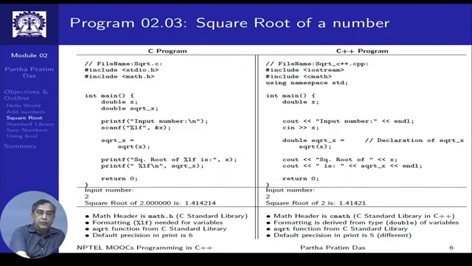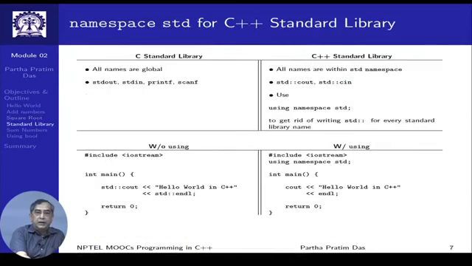So, with this we will move on and take a look into the C++ standard library, just summarizing what I have already specified, that in a C standard library all names are global, that is all standard library functions, macros, they are available to any function by the name that they have.